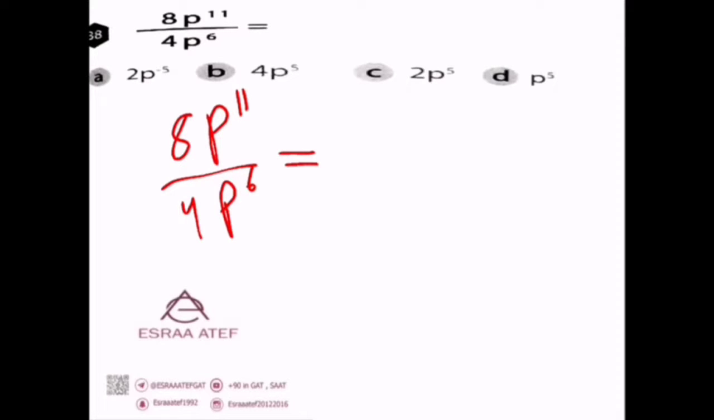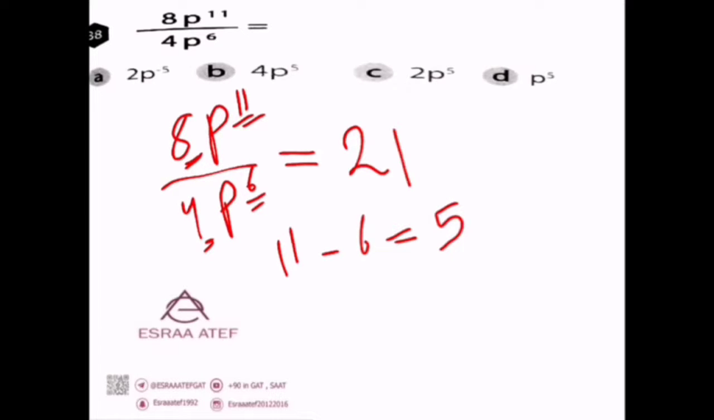Next one, here we have 8p power by 11 over 4p power by 6. How can we solve it? We can simplify it by dividing 8 over 4, which gives me 2. And p power by 11 and p power by 6 is a division, so if we have divisions, we will subtract the powers. 11 minus 6 will be 5, so the answer will be 2p power by 5.